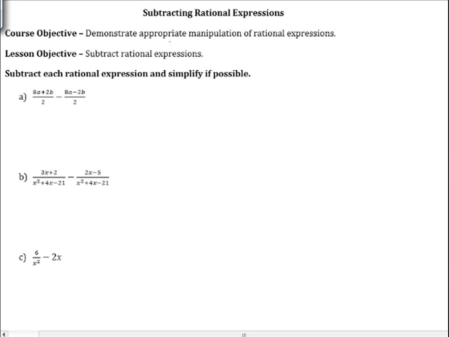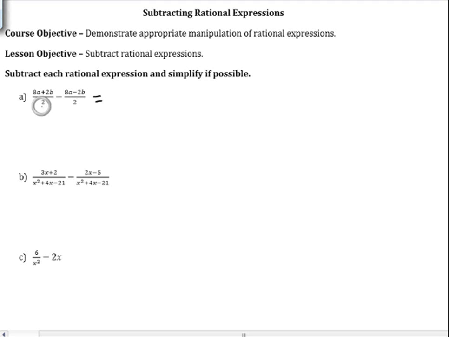This lecture is about subtracting rational expressions. Just like with adding rational expressions or fractions, we need to make sure that we have a common denominator before we can add or subtract them. In our first example, we have (8a + 2b)/2 minus (8a - 2b)/2.